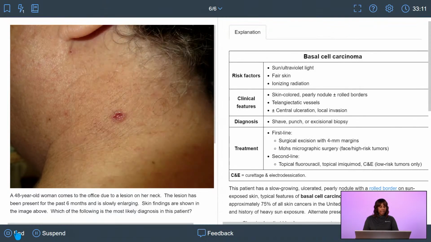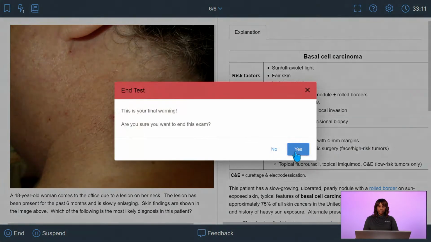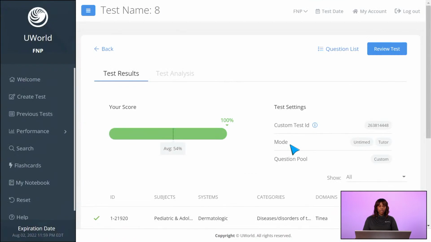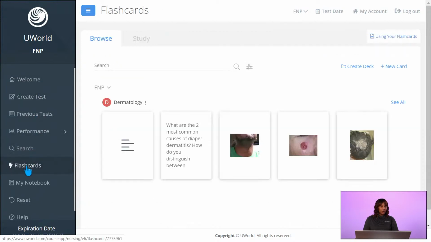So let's exit out of the exam so I can show you where that is on the platform. So this is going to be your UWorld FNP platform. On this left-hand side here, you would go down to flashcards, and here are some flashcards that have already been made based off of the questions that we reviewed today.